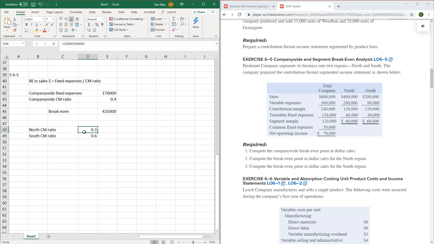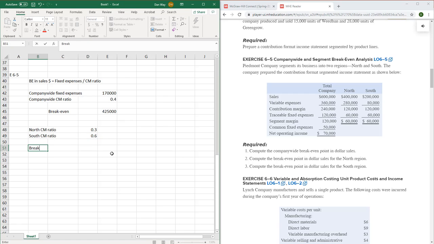Always keep in mind, too, what that measure tells us. Of every dollar of sales, what portion makes it through to contribution margin and toward that bottom line. For the North, it's only 30 cents on the dollar. The South, it's 60 cents. Doing a lot better as far as that mix goes.